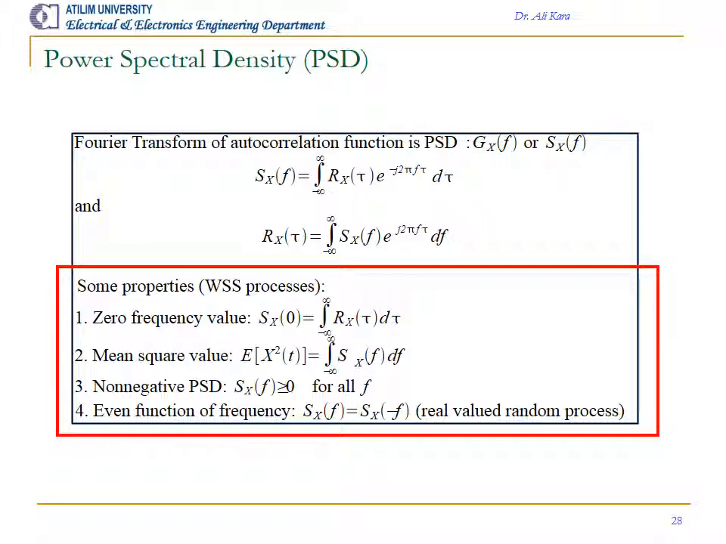2. Mean square value. The expectation of x squared of t is equal to the integral of Sx(f) from minus to plus infinity. 3. PSD is non-negative for all f values. 4. Even function of frequency. Sx(f) is equal to Sx(minus f) for a real-valued random process.